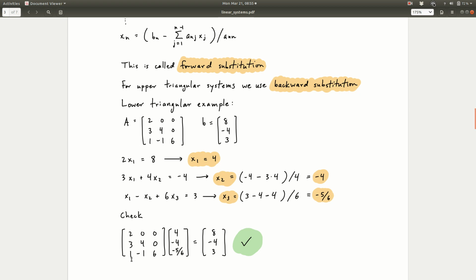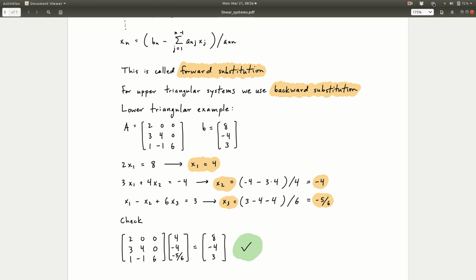Here we have 1 times 4 is 4, plus 1 times 4, because your minuses cancel, is 8, minus 6 times 5 over 6 is minus 5. So you get 8 minus 5 is 3. And this thing, 8, minus 4, 3, matches the original input b. So that works.